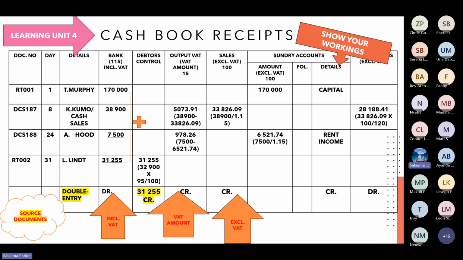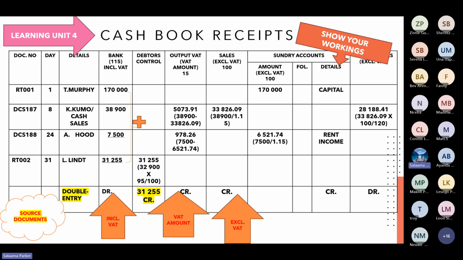Okay, so for Murphy, it was for capital. So we know that for capital, we do not calculate VAT, right? So it goes straight into sundry accounts. Then we had a transaction for Kumo. You can either write Kumo or cash sales, right? Into the bank, the amount will always be the inclusive VAT amount. Please remember that, inclusive VAT.